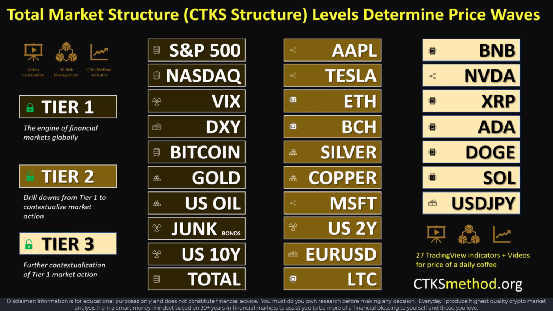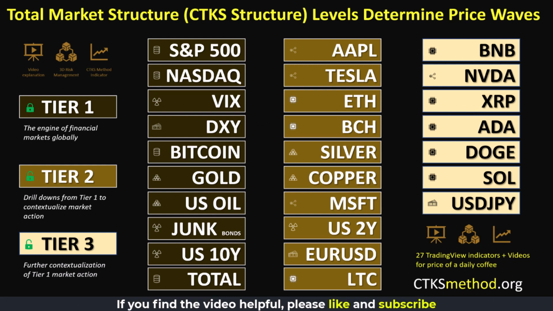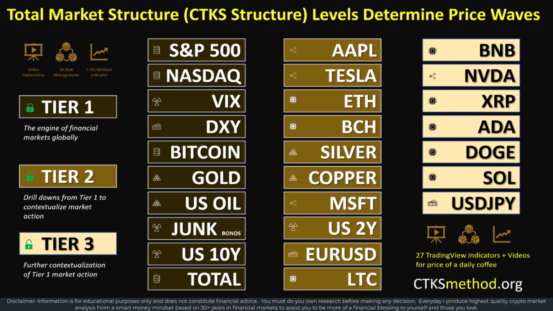Those indicators that I showed you, they are all CTKS structure. It's vitally important to look across the Tier 1 charts and then triangulate them to the Tier 2 and Tier 3s. If you don't do that, you have no idea how the markets are moving. If you don't know how the markets are moving, the markets will unfortunately teach you a lesson through losses.